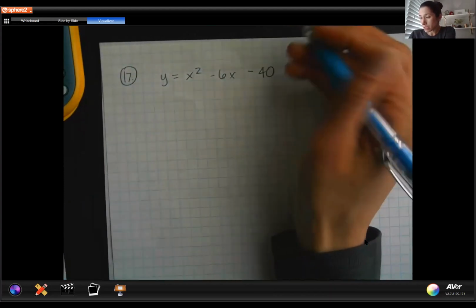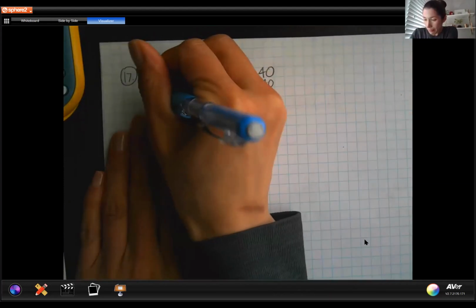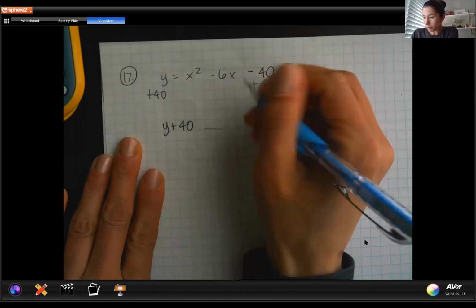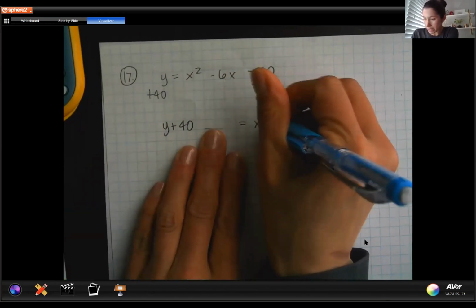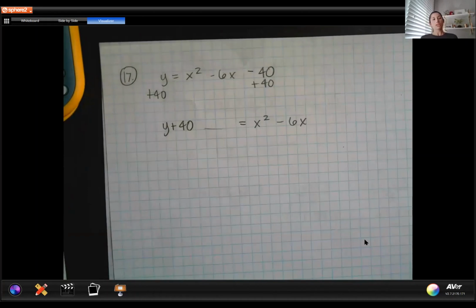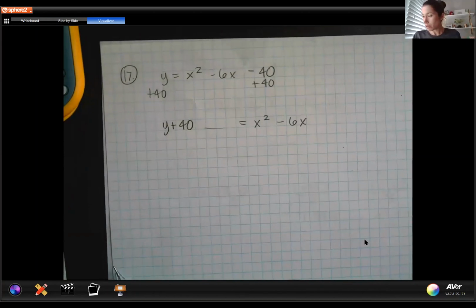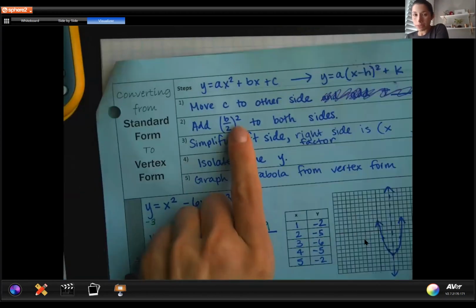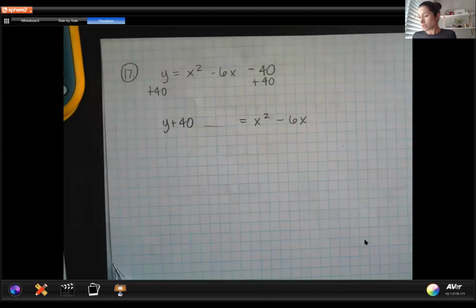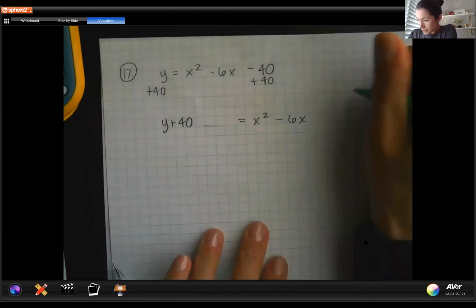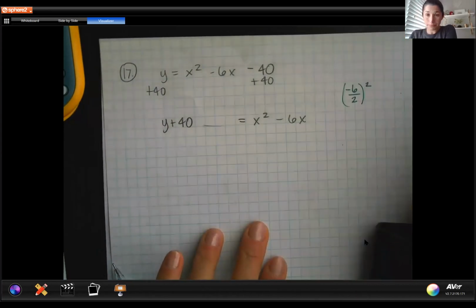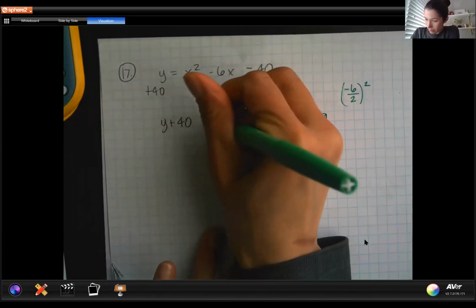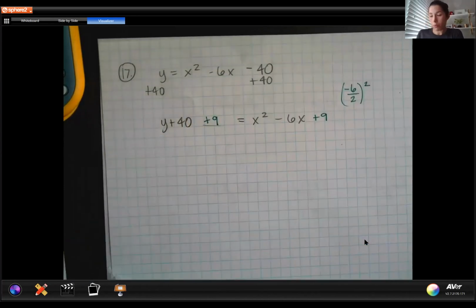So we're moving the c to the other side, adding 40 to both sides. So that would give us y plus 40, and I'm going to leave a little space here because I'm going to write something after that, equals x squared minus 6x. And then the value that I'm adding to both sides is half of the number here squared. So it's add b over 2 squared to both sides. So the b is -6. So -6 divided by 2 is -3. And when I square -3, that's +9. So I'm going to add 9 here, I'm going to add 9 here. So on this side, when I rewrite it, it's going to be y plus 49.